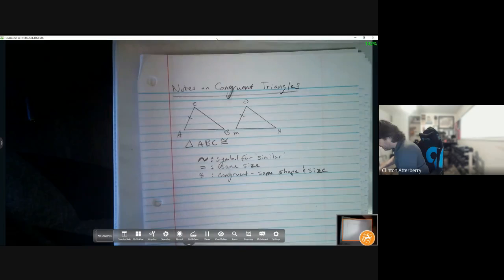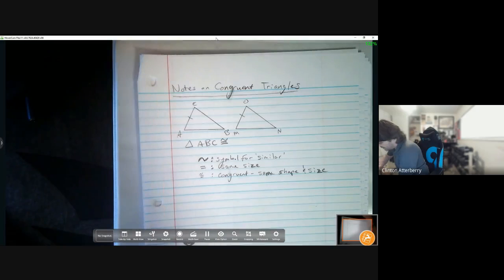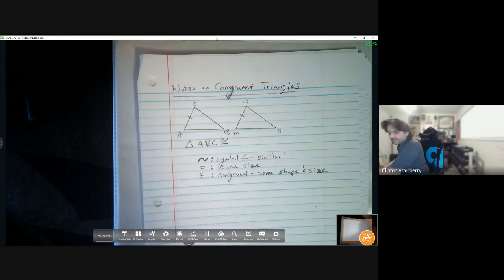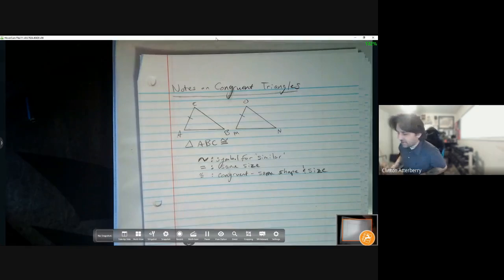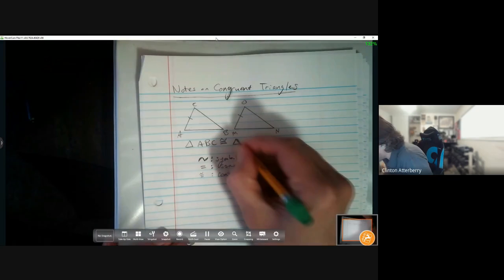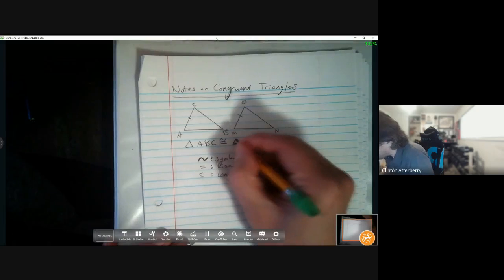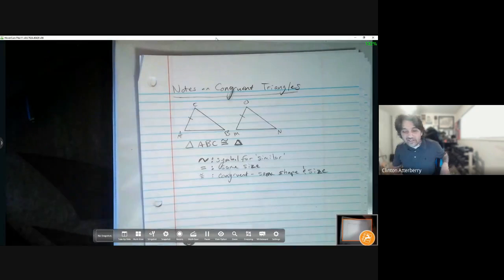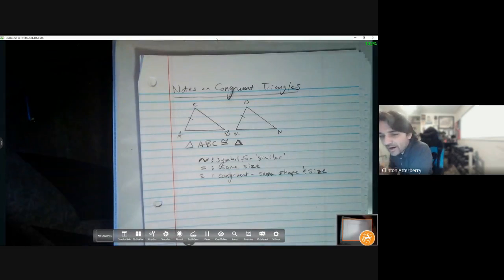So we have triangle ABC. Now watch how I label this. This is one of the most important things you're going to see in this section: being able to label. That sounds pretty easy, like one of the easiest things you can do in geometry in general, but it's very important. You have to be careful how you label it.